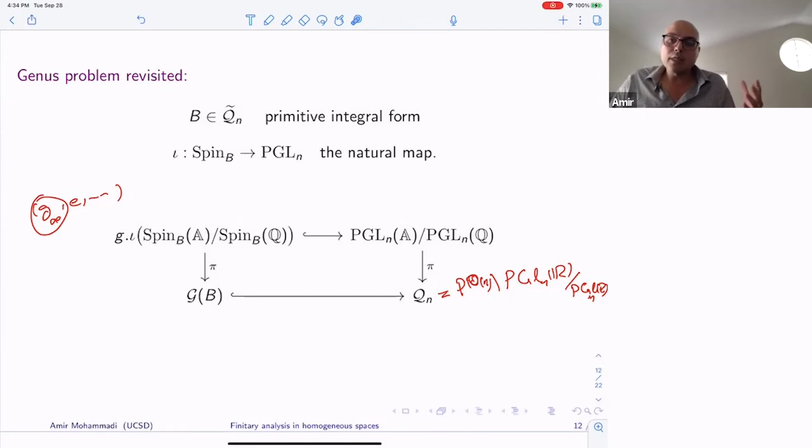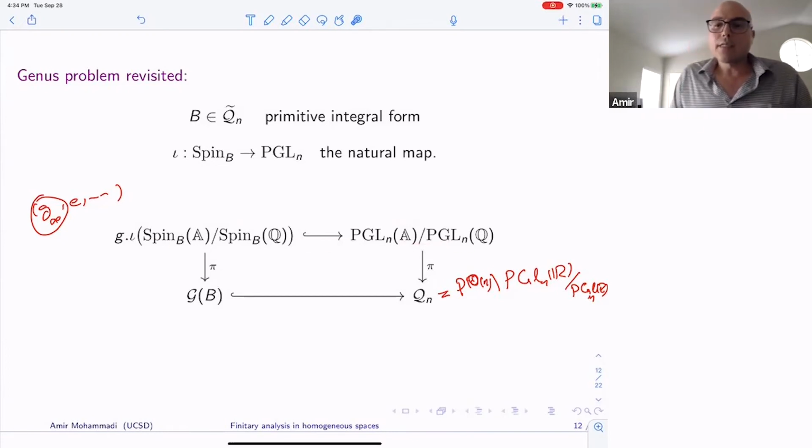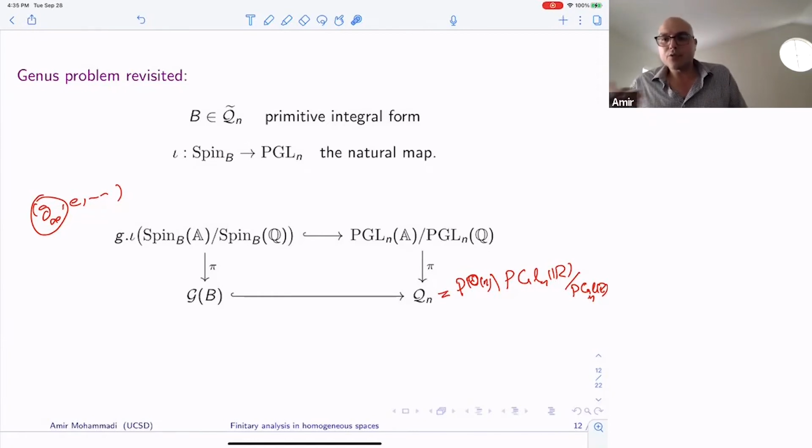So this is how the theorem is proved. We prove the first line and obtain the second line. That the first line is equidistributed, we obtain this.